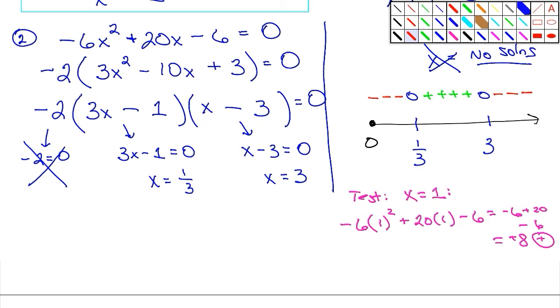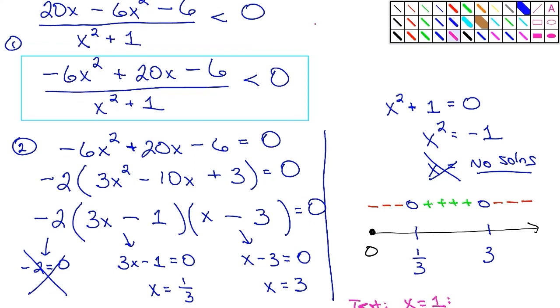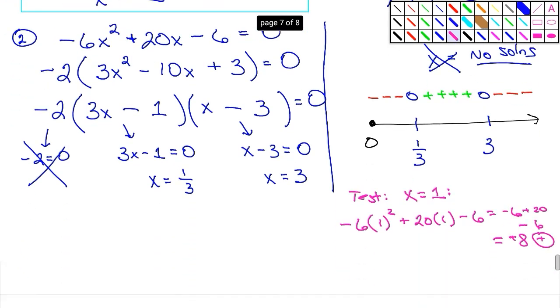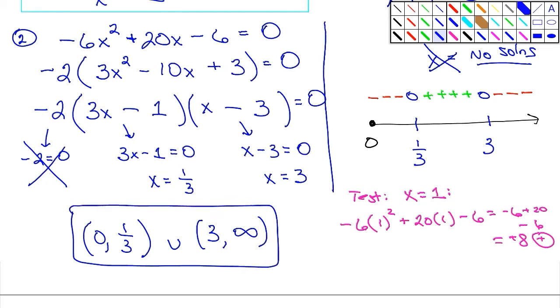All right, let's go back to our inequality. And it looks like we are solving for less than 0. That means negative. So we look at the number line and we determine where the numbers were negative. And the numbers were negative from 0 to 1/3, union 3 to infinity. And so that's the time frame where the drug concentration was less than 6 milligrams per milliliter.